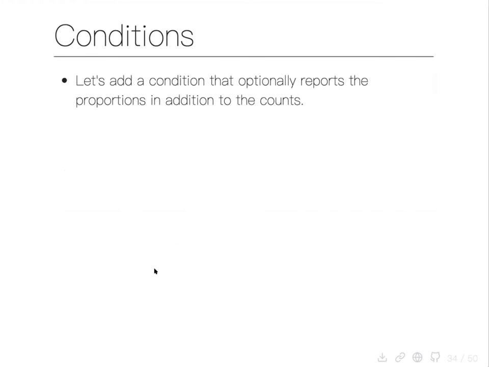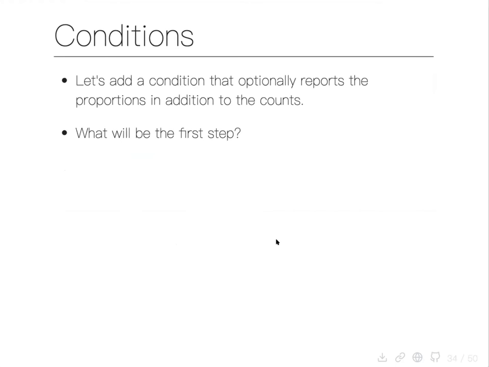Okay, conditions. Let's add a condition to our function now. Okay, you can continue on with the base one or the dplyr one. I'm pretty sure I continue on with the dplyr one, but it doesn't matter, whichever one you want to do. It might be base, I can't remember. Whatever. Let's add a condition that optionally reports the proportions in addition to the counts.